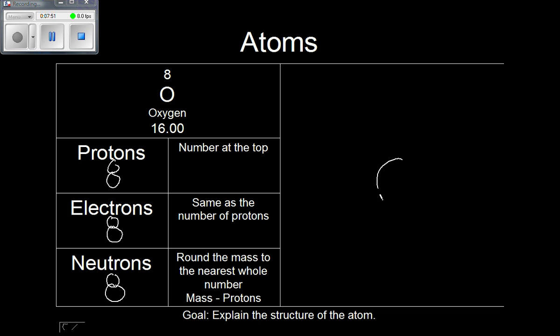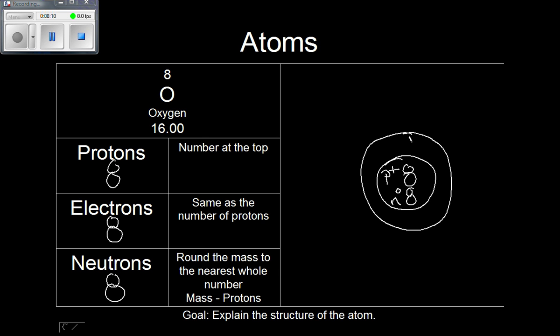We start with our nucleus. Again, this nucleus is much larger than in a real atom. It's just there to make it easier to read. We have 8 protons. We have 8 neutrons.